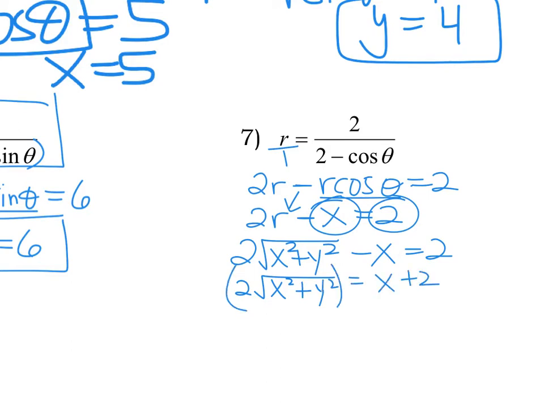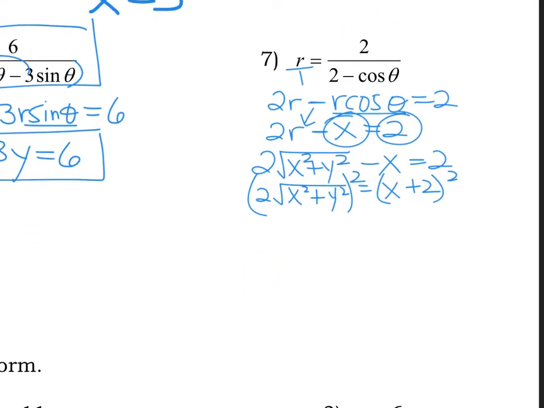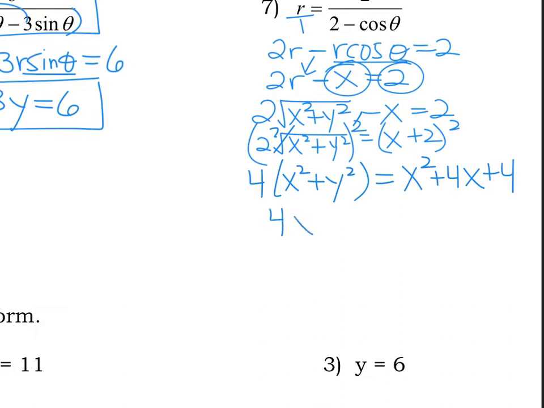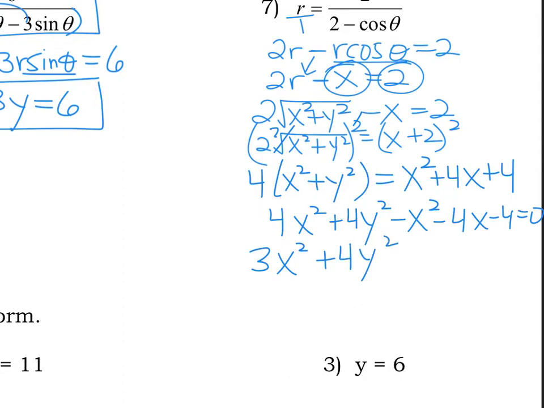So that means we would need to square, and the rest is algebra. We square that, we get 4 times the square root squared. Those cancel out, we square that. This we have to FOIL, x squared plus 4x plus 4. This becomes 4x squared plus 4y squared. Let's subtract everything over, equals 0, and then we get 3x squared plus 4y squared minus 4x minus 4 equals 0. It's pretty bad, huh?